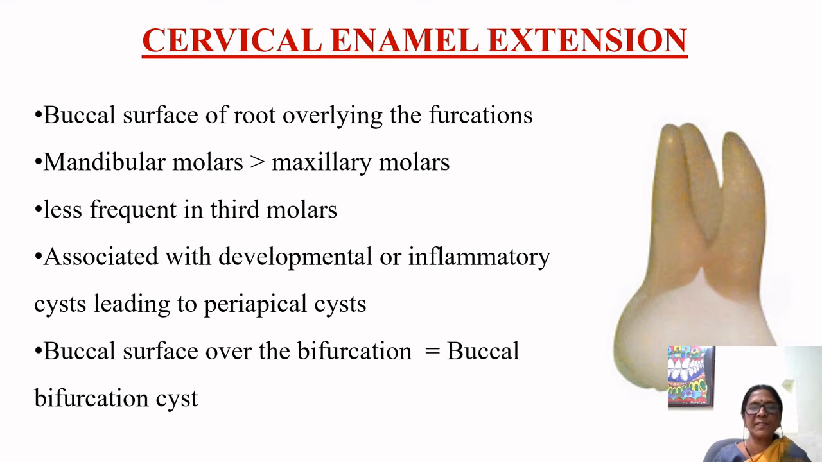Cervical enamel extension: on the buccal surface of the root overlying the furcations. Mandibular molars are more frequently involved than the maxillary molars, and less frequent are the third molars. Associated with developmental or inflammatory cysts leading to periapical cysts; over the buccal surface of the bifurcation, a buccal bifurcation cyst is formed.